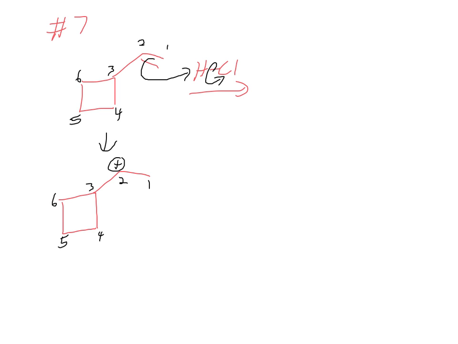What do you guys know about 4-member rings? They're angle strained. What's the hybridization state of carbon 3? sp3. What's the bond angle of an sp3 hybridized carbon? 109.5. What's the bond angle of a square? 90. So is that thing strained? Yes. So does it want to be in a 4-member ring? No. So what will happen is the bond between 3 and 4 will attack the carbocation. You'll open up the ring.